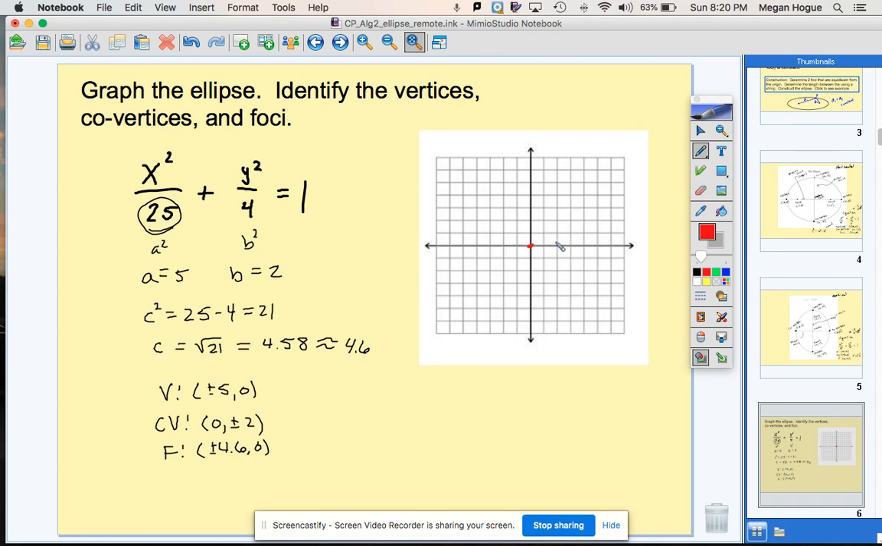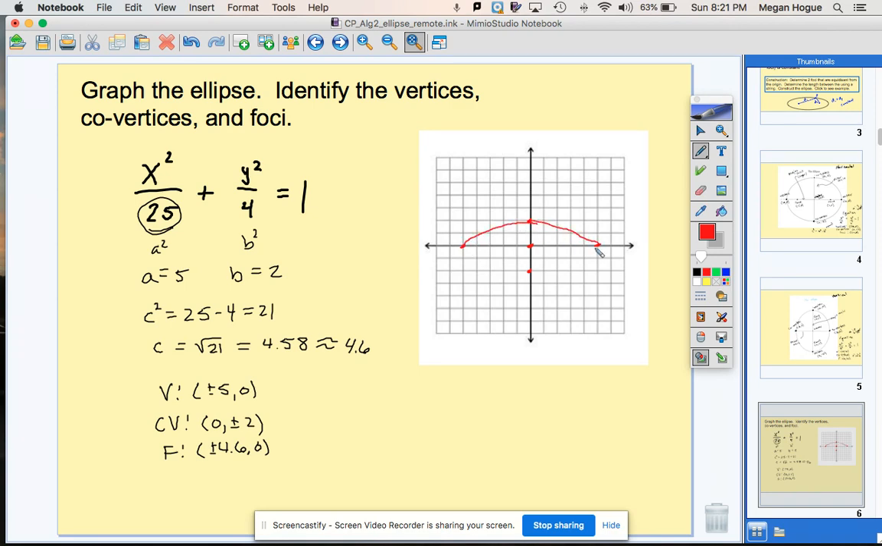So when I go to graph, I graph the center. I'm not having you put that because it's always going to be the origin here. Great to draw it in. If you forget, not a big deal. We're going to go 5, 0, negative 5, 0, 0, 2, 0, negative 2.